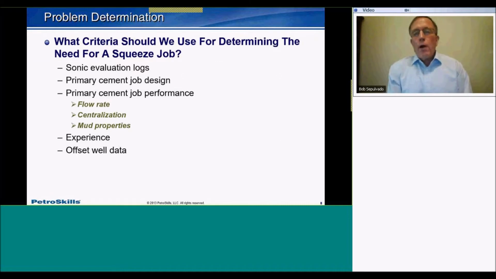All right, some criteria that can be useful in helping us determine whether we need to do a squeeze job. Acoustic tools, sonic, CBLs, ultrasonic tools are very good tools. They can provide very good information, albeit they may not be the tell-all as far as what we need in determining if we need to do a squeeze job or how to successfully operate and complete it. And we'll talk about that more on the next slide.